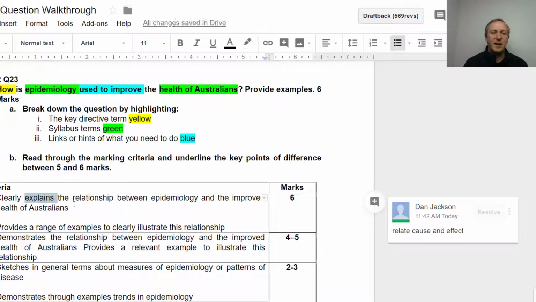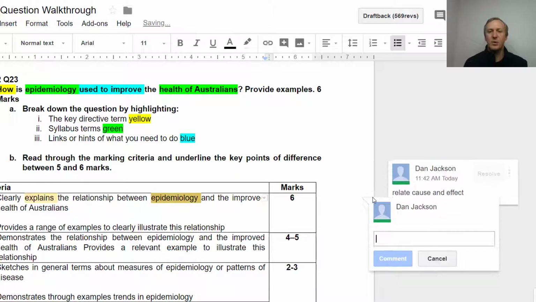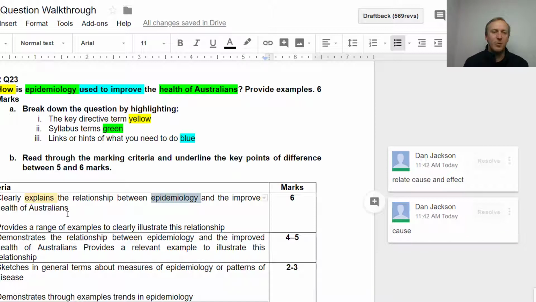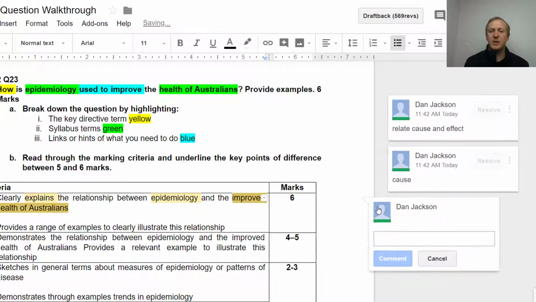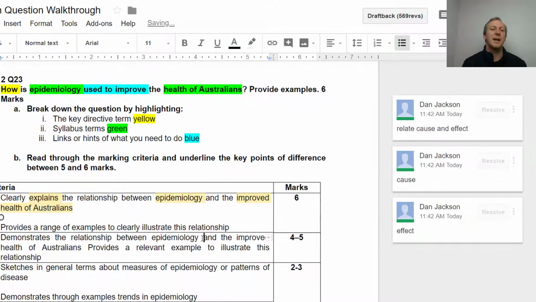So we're explaining the relationship between, so this is that relating cause and effect, so the relationship between epidemiology, okay, so this is going to be our cause, and the improved health of Australians. So this improved health of Australians is going to be our effect. Okay, so epidemiology is going to have the effect of improving the health of Australians, and I need to be able to show that in my answer.